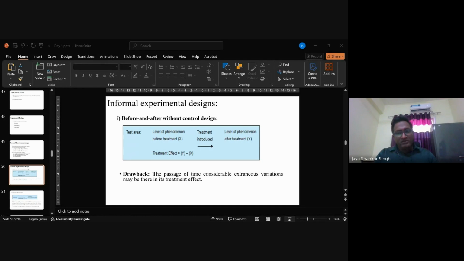In the control area, I am not introducing anything. I'm just checking in a particular month how much sale I'm doing in that particular area. And now that Y minus Z will be the treatment effect when I'm trying to understand the impact of that marketing campaign. So it is far better than obviously the previous experimental design we had because of this introduction of a control area.